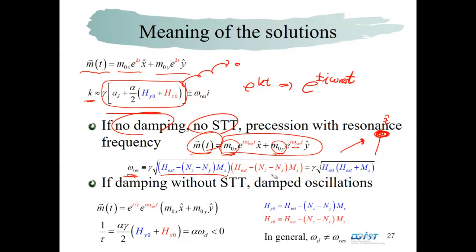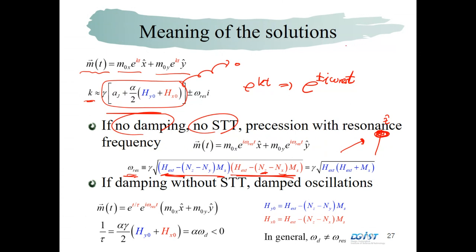So the physical meaning of this: this is the external field, and this is the DMI field, the competition between the Y axis and also the X axis. So this is the kind of restoring force to the X and Y direction.